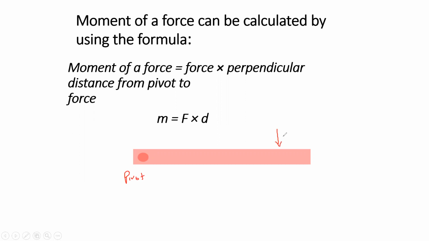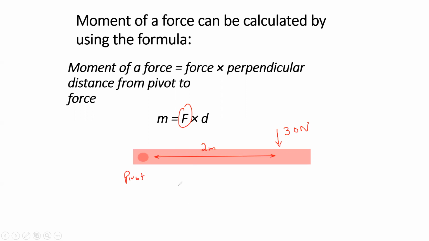You apply a force of 30 Newton on the object, and that 30 Newton is at a distance of 2 meters from the pivot. So how do we calculate the moment? The formula to calculate the moment is a product of force and distance. So what force do we apply on the object?